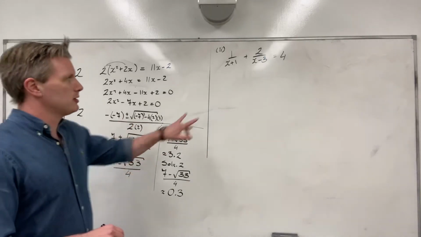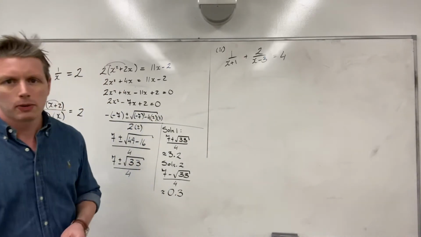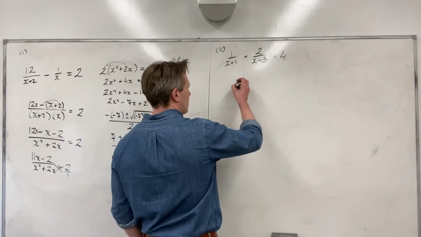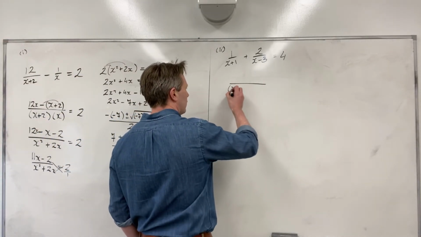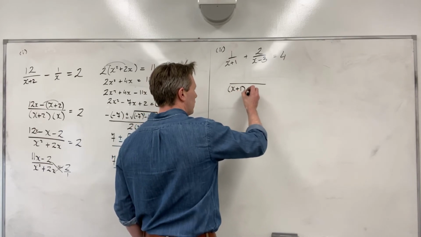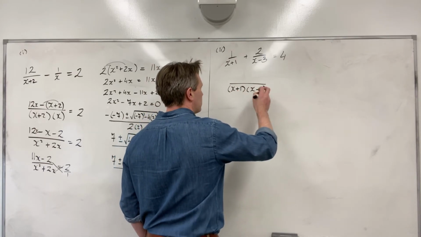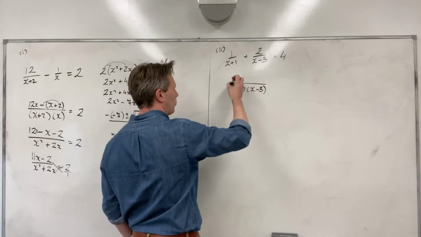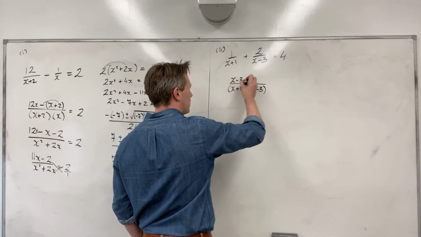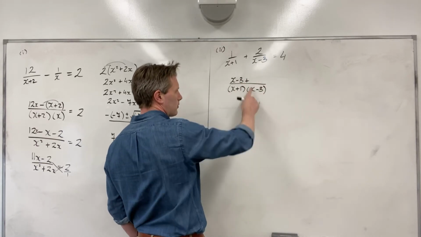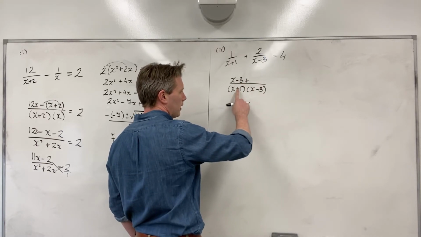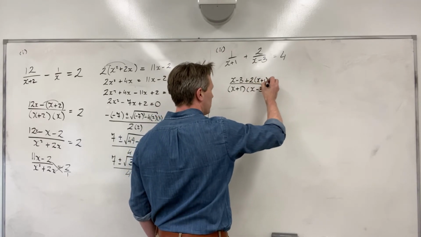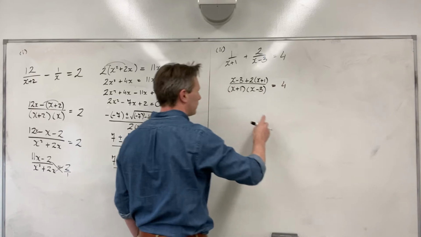Again, I have two fractions, and I'm going to want to add them together, so I'm going to have to find a common denominator. In other words, I'm going to take their product. So my common denominator is x plus 1 times x minus 3. X plus 1 goes into this x minus 3 times. X minus 3 times 1 is x minus 3, plus x minus 3 goes into all of this, x plus 1 times x plus 1 times 2. It's 2 times x plus 1, and that's equal to 4.